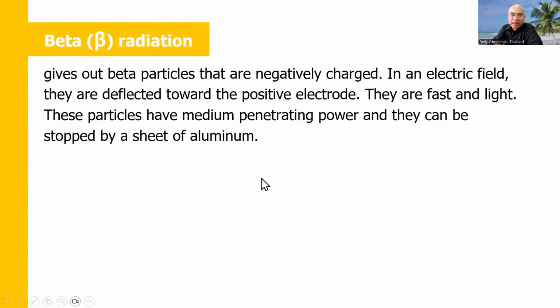All right, what about the beta? Beta, it should be beta radiation. Sorry for that. I'm not a native speaker of English. You just understand my English though.